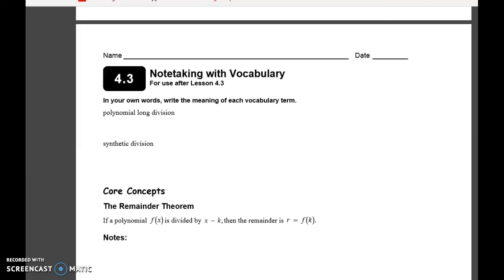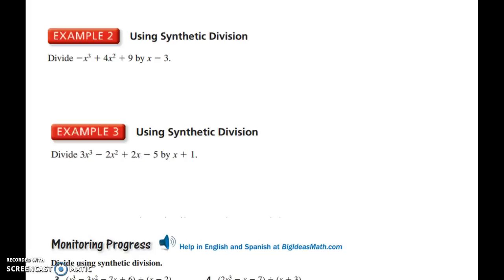Hello. Today we will be finishing up 4.3 notes, and we're going to be looking at synthetic division, which is a shortcut method to divide a polynomial by a binomial in the form of x minus k. We'll also look at the remainder theorem. We will begin with example 2.